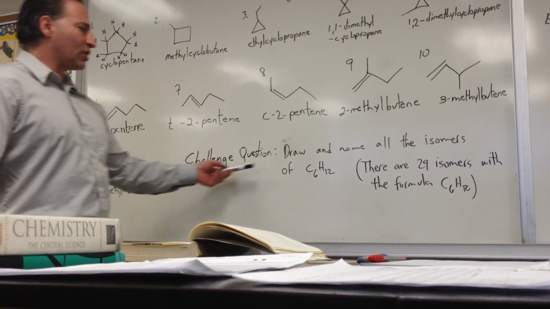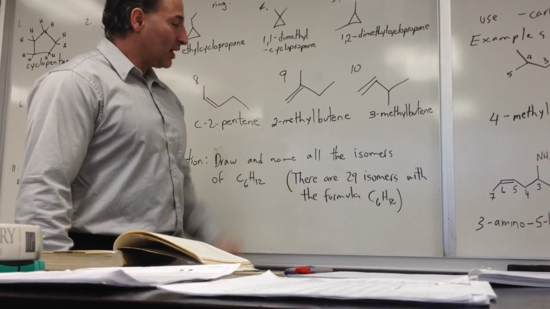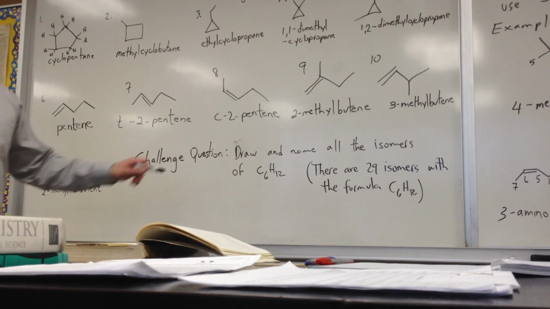As a challenge, you can try to draw all the isomers for C6H12. There are 29 isomers with that formula, and I've also posted that video on this website.